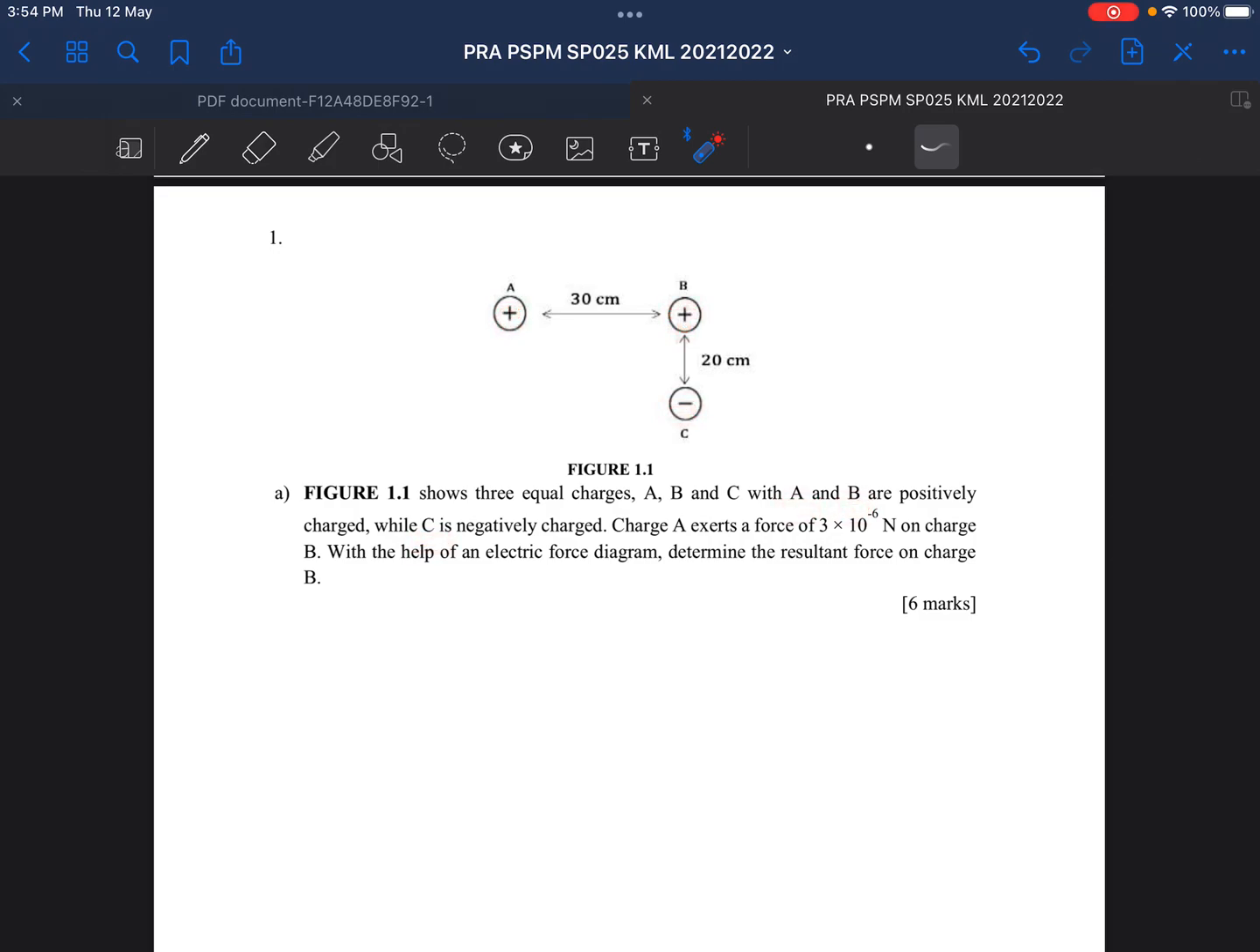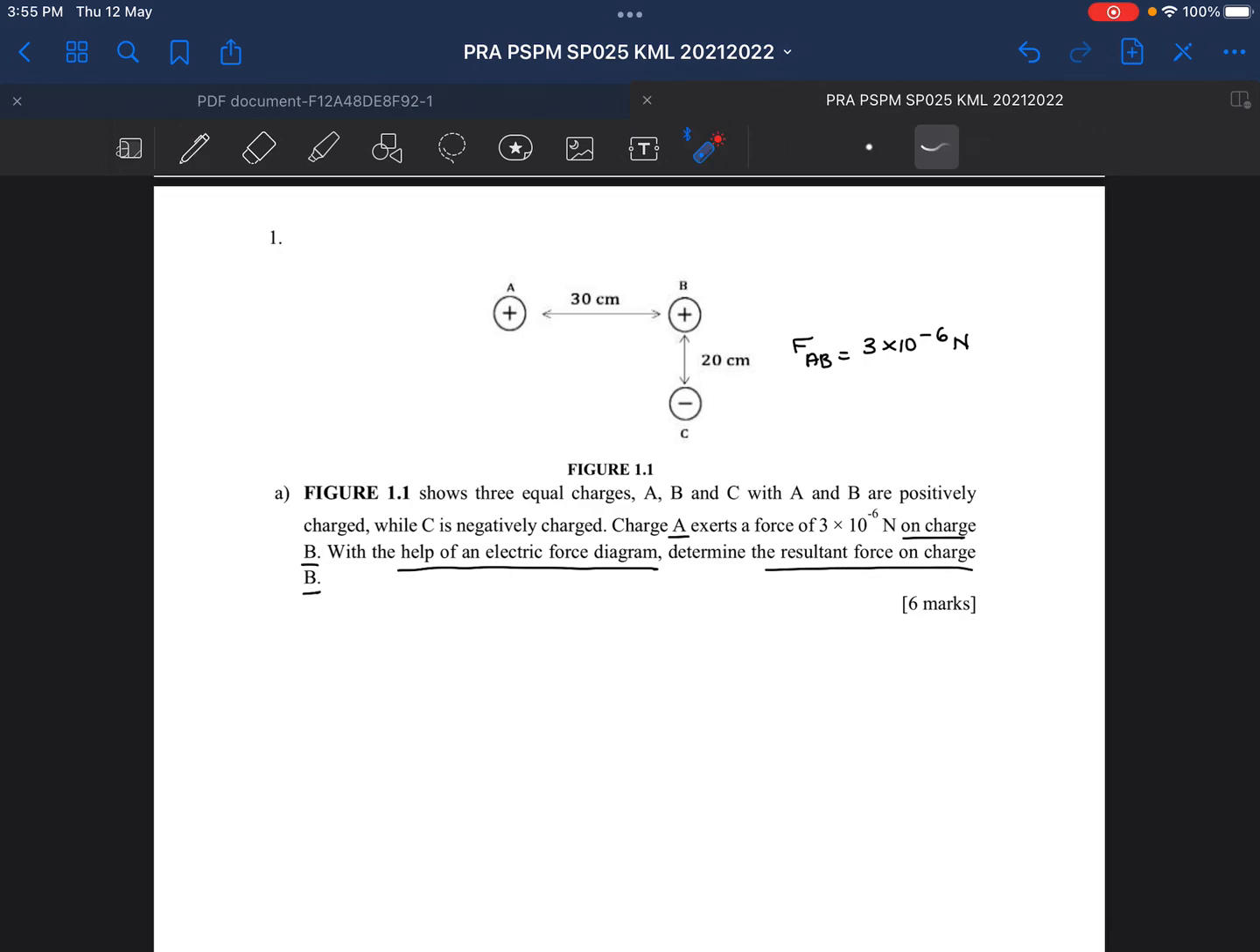Okay. So charge A exerts a force of 3 × 10^-6 N on charge B. So apa maksudnya ni? So we have the number 3 × 10^-6 N. So this is a force of A on B. So this is A, B lah. Okay. And then dia cakap with the help of an electric force diagram. So this is a hint that you need to draw the electric force diagram. Determine the total or resultant force on charge B.